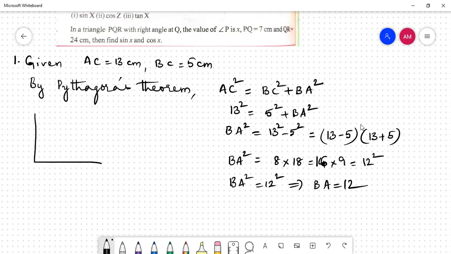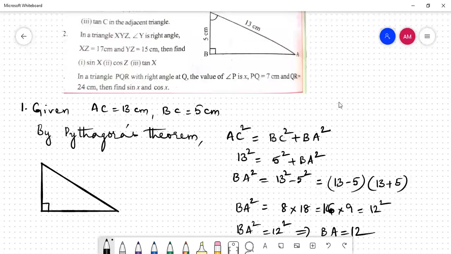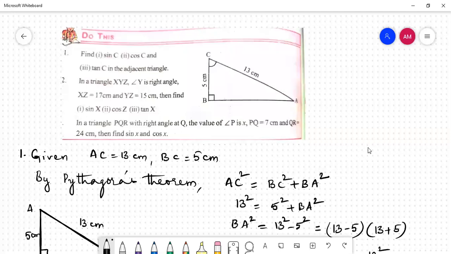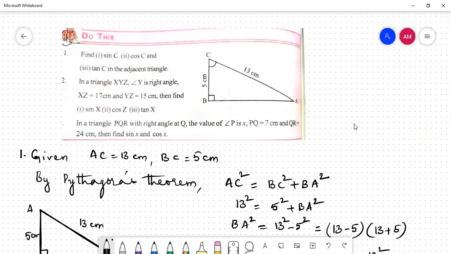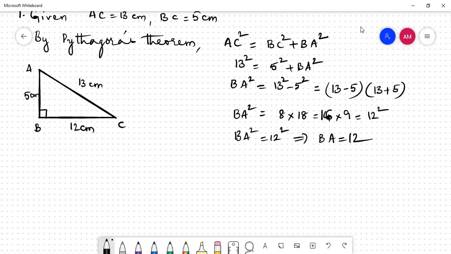So we have a right angle triangle. What did they give? They gave right angle at B. And what is hypotenuse? AC, 13 centimeters. And what is AB? 5 centimeters. And what is BC? 12 centimeters, isn't it? What they asked us to find is sin C, cos C, tan C. So let us consider the angle C.